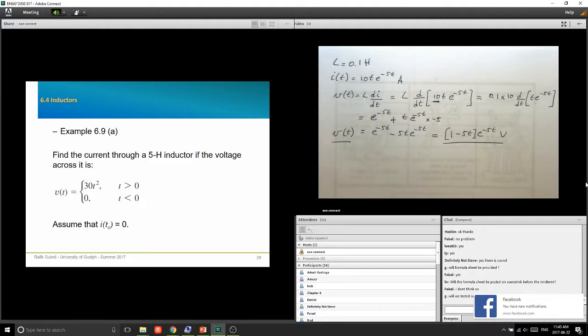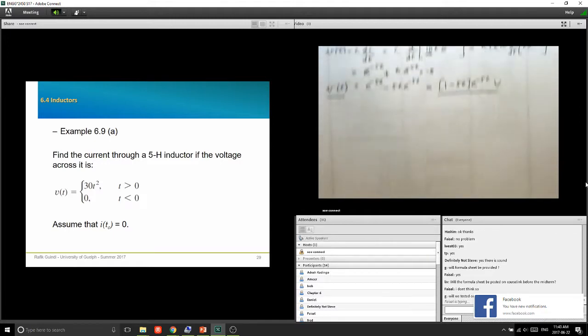Find the current, given the voltage across it. Assume that I at t equals 0, which is I of t naught, is equal to 0. So we don't have an initial current in this particular example.